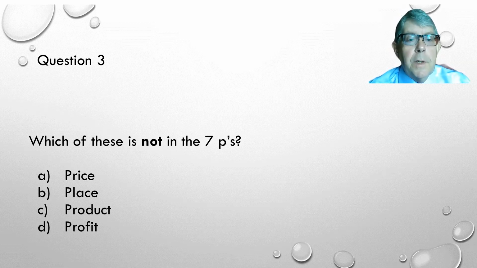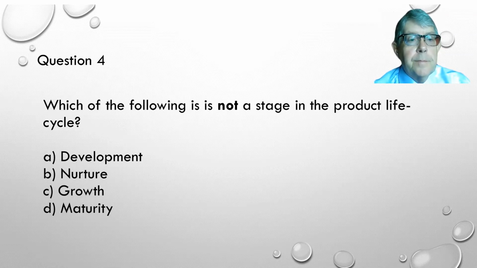Question 3, which of these is not in the 7 Ps? A, price. B, place. C, product. Or D, profit. Question 4, which of the following is not a stage in the product life cycle? A, development. B, nurture. C, growth. D, maturity.